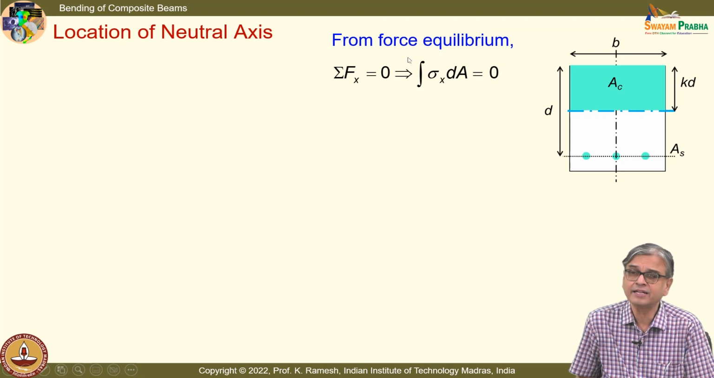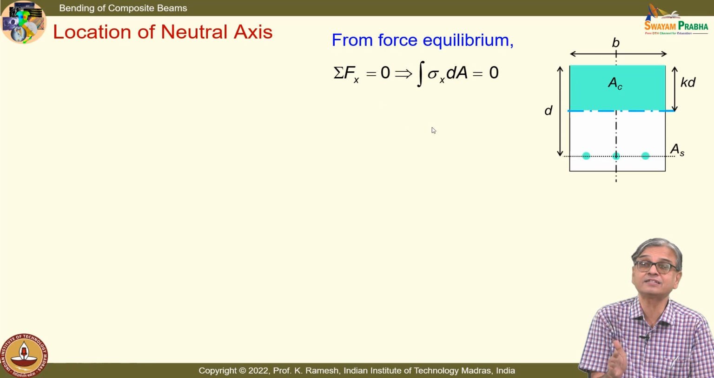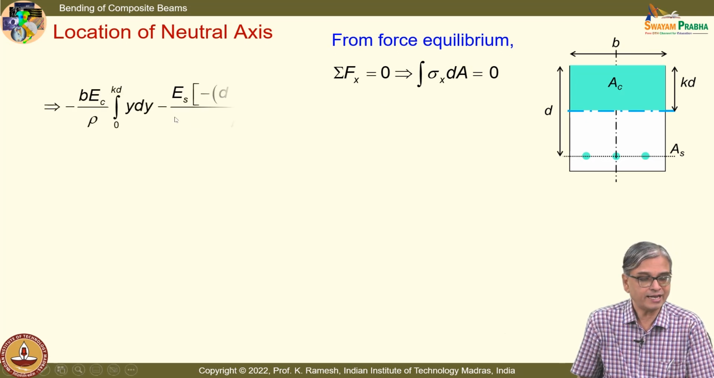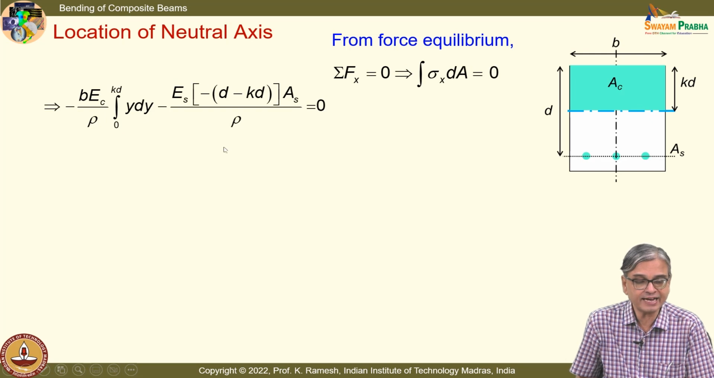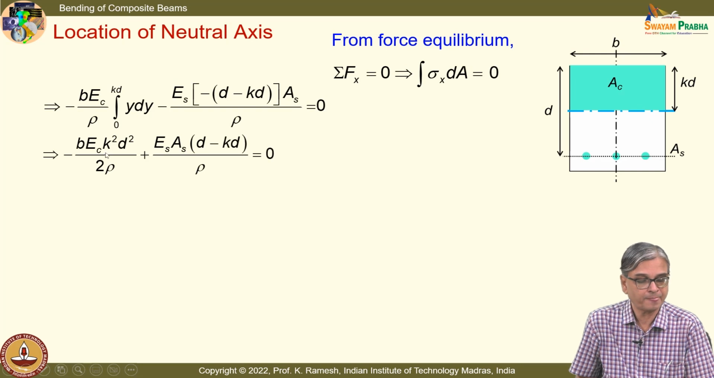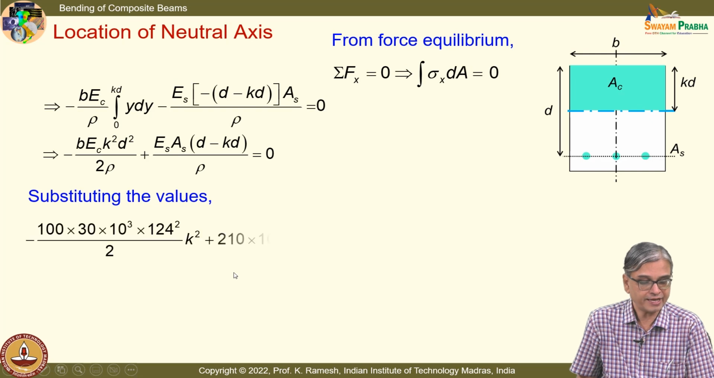Now, I have to bring in the expression properly because I have two different materials now. Okay. So, I can write for the concrete side easily. From my basic expression, I can replace it like this: minus B times E of concrete divided by rho multiplied by the integral from 0 to Kd of y dy. And for the steel side, I know the cross section is AS, I know the distance available, multiplied by the Young's modulus divided by rho, equal to 0. So, when I substitute this in terms of the distance k, the factor that we have taken, I get a quadratic expression involving k.